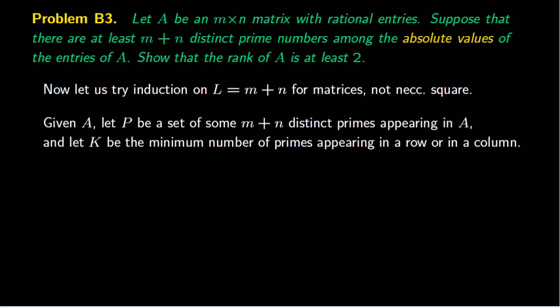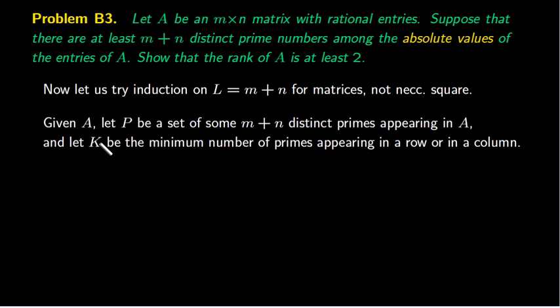Induction is done on the number of distinct primes. So we're going to strip off rows and columns and get down to a smaller size of matrix and potentially a smaller number of distinct prime numbers, and hope we can control that. All right, it's the same setup, a matrix and m plus n distinct prime numbers. Let me explain how this induction process works.